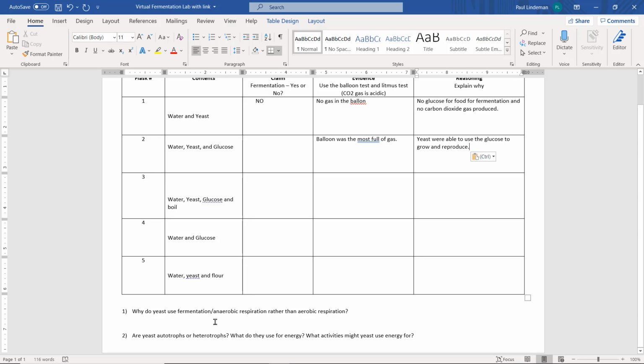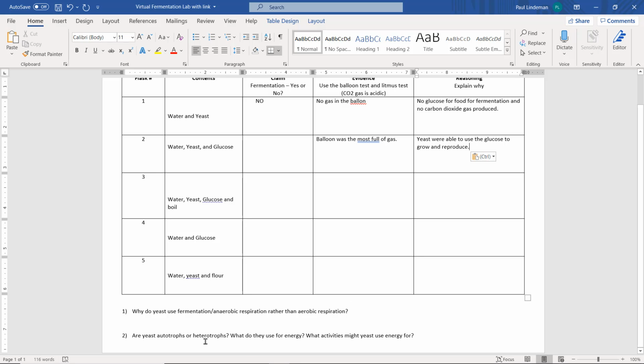Why do yeast use fermentation in anaerobic respiration rather than aerobic? And again, it isn't that they aren't using aerobic, they were. It's just that the oxygen ran out in the aerobic respiration, and they had to switch to anaerobic, which is a process where you're breaking down glucose and you're making alcohol, and you're making CO2 gas.